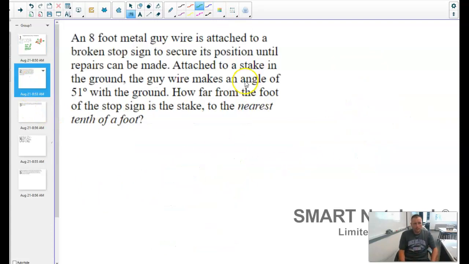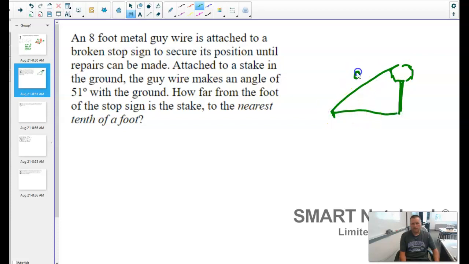Okay, we've got another one. We've got an 8-foot metal guide wire attached to a broken stop sign to secure it into position until repairs are made. Attached to a stake on the ground, the guide wire makes an angle of 51 degrees with the ground. So I've got this sign here, and it's broken here. I've got this wire that's attached to it down to the ground, into a stake here.